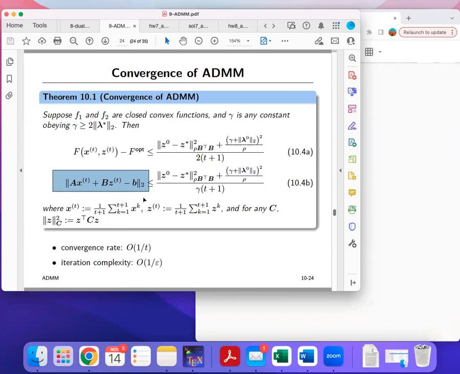And this XT, ZT that we used in this result, they are running average of this generated sequence. It's XK, ZK taking a running average. So basically the algorithm, if we run the algorithm, we will generate a sequence XK, ZK. Okay. But this result is about the running average of these generated iterations.